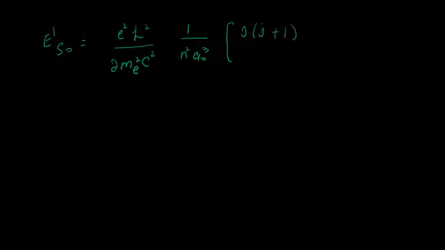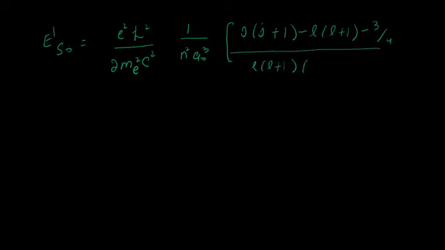Further simplifying it, I can write the E₁ spin orbit correction is equal to e²ħ²/(2m²c²) × 1/(n³a₀³) × [j(j+1) − l(l+1) − 3/4] divided by l(l+1)(2l+1). So this is the value of the spin orbit coupling.